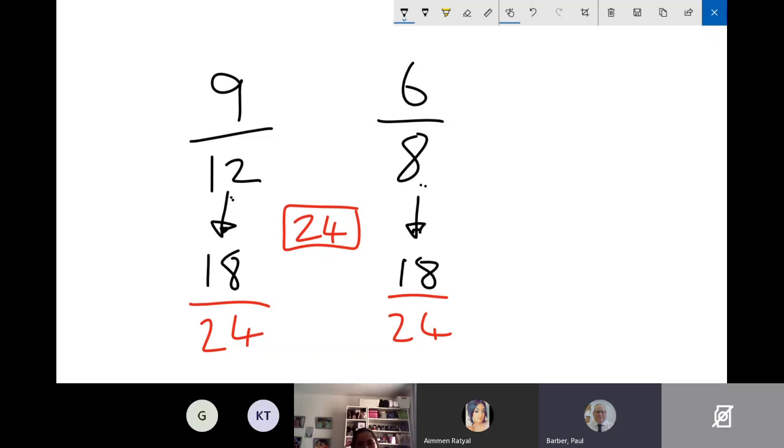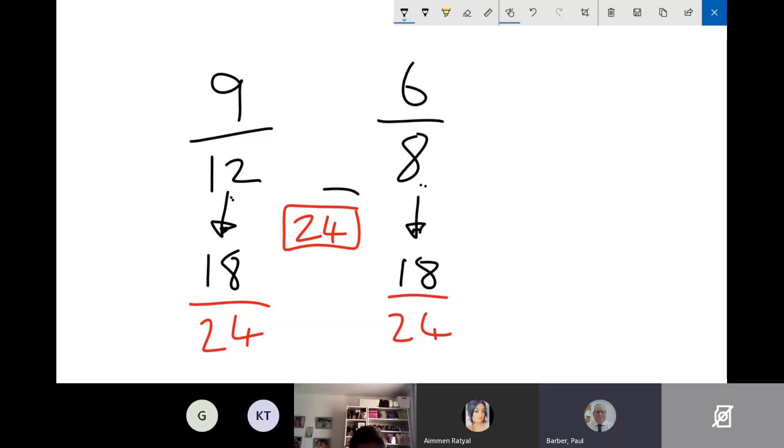So there you go. 6 times 3 is 18. So actually, both of those fractions are exactly the same. They're both the equivalent of 18 over 24. 9 out of 12, I've increased to 18 over 24, and 6 over 8, I increased to 18 over 24. So actually there was no difference between them. So whatever they were, pizza or money or whatever it might be, they're exactly the same.